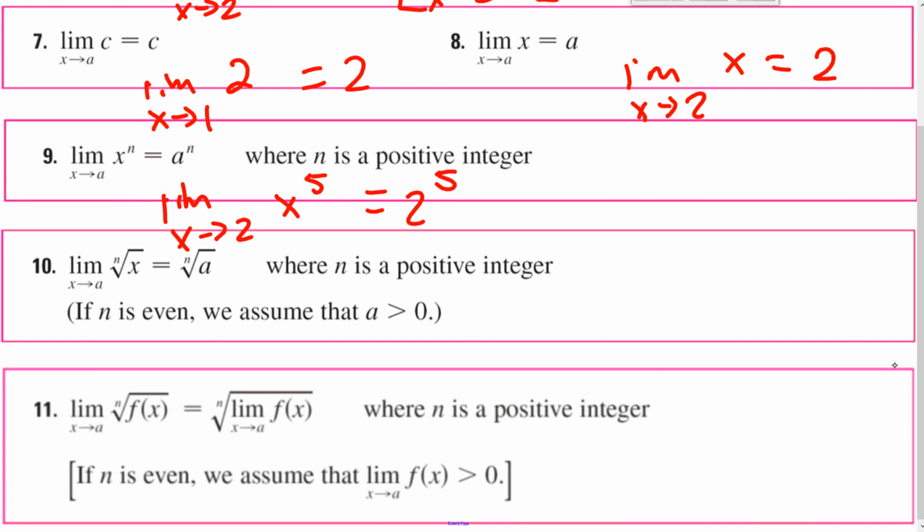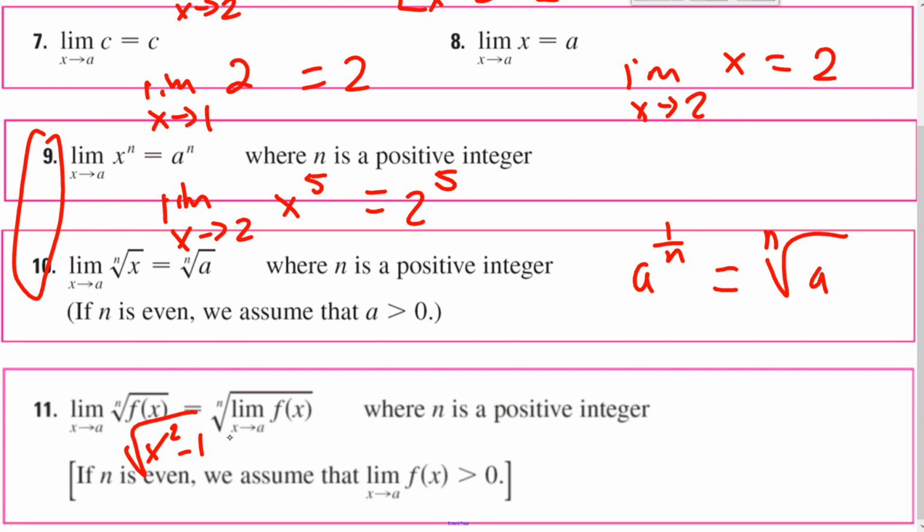Here's 10. 10 is dealing with roots. The same kind of thing applies. 10 is the same as 9, just with a fraction as an exponent, because any fraction as an exponent is the same as a root. And then 11 is the same kind of thing as 10, but maybe a bigger function would be inside there, like x squared minus 1. Maybe that's inside the root. Then I can just take the limit of the inside and then root it to whatever number. So that's kind of the rest of them through 11.